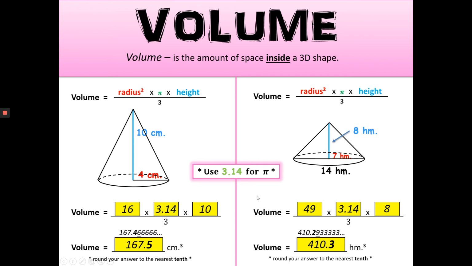For the cones, just remember, if it's a radius, you're good to go. You just have to square it. But if it's a diameter, you have to divide it by 2 first and then square it.